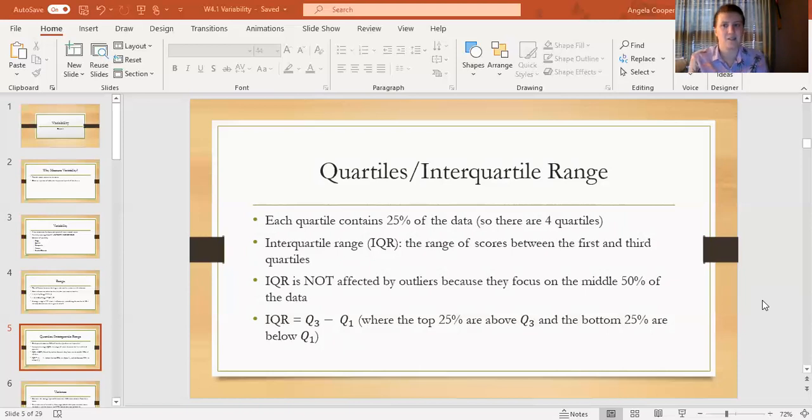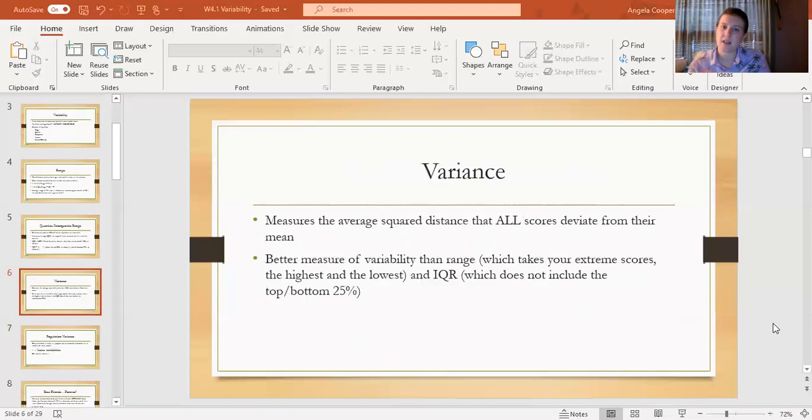Now, this still isn't really giving us a full picture of the data. It's just, again, looking at that middle chunk. Now is where we get into variance. So variance is a measure of the average squared distance that all scores deviate from the mean. So you might think, well, what does that even mean? Oh, well, we're going to get into that.